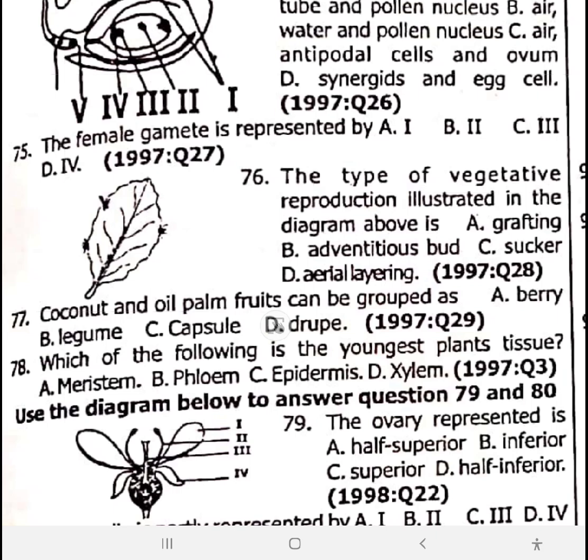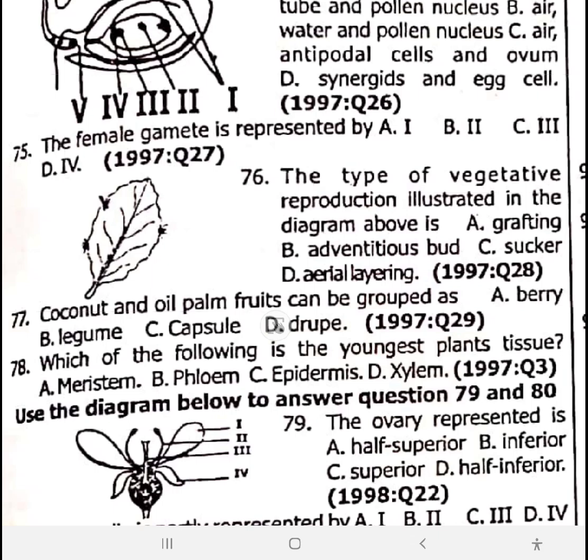Next, Hesperidium. Examples, lemon, orange, and lime. Next, sorosis. Examples, pineapples and jackfruit. And lastly, syconus. Example is a fig.